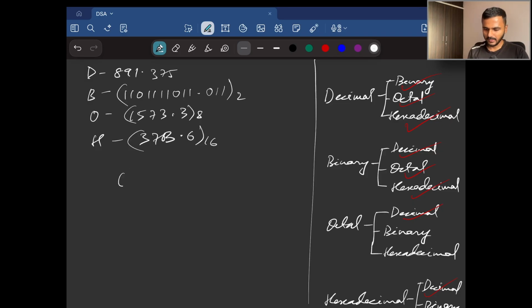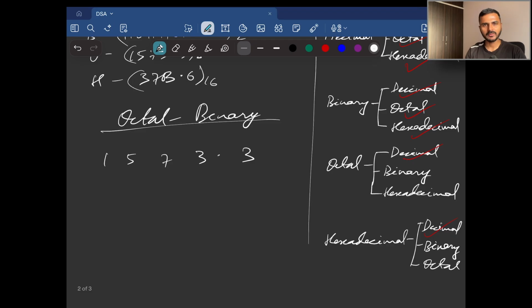Next, let's convert octal to binary. For that, let's use this number, which is 1573.3. The process of conversion of octal to binary is very simple, very straightforward. All that you'll have to do is treat each of the digits as a decimal number, which means it is in the decimal number system, find its binary equivalent, and then merge them all together.